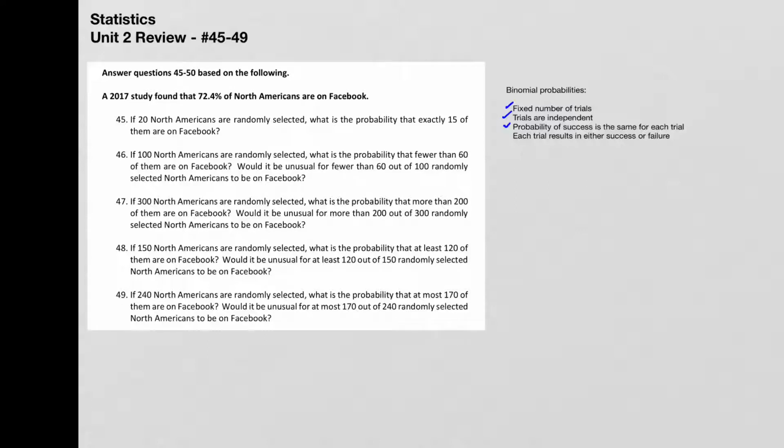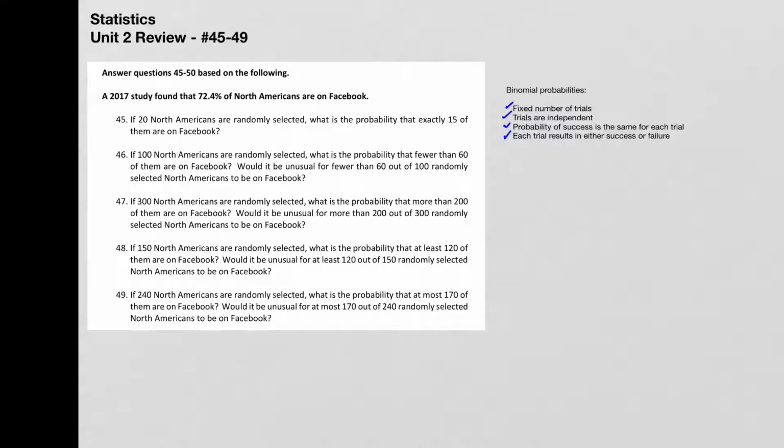And each trial results in either success or failure. So we're checking with each of these individuals, and either they're on Facebook or they're not on Facebook. So we would have just those two possibilities there. And if you had somebody who said, well, I was on Facebook, but now I'm not anymore, you'd have to just decide which category they belonged in under those circumstances. So there's definitely either just success or failure here. So we've got all our conditions for using the binomial probability distribution.